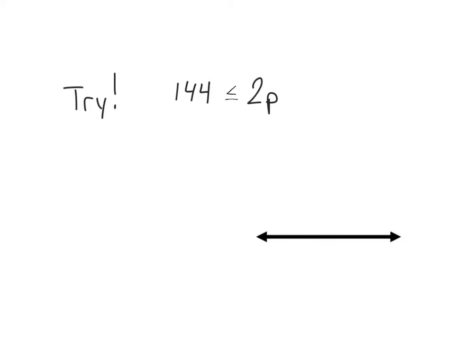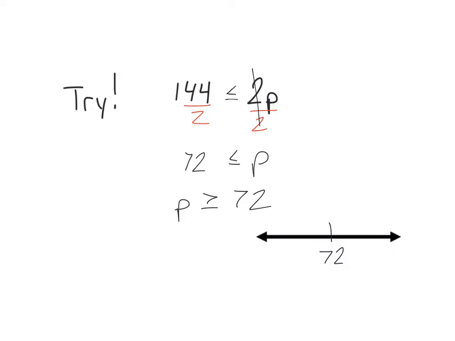Hopefully you realize that because 2 is being multiplied by p, we need to divide by 2 and divide by 2. Those cancel there. And 144 divided by 2 is 72, less than or equal to p. Again, we want to make sure the p goes on the left side, so 72 is going to have to go on the other side. The sign was pointing towards the 72, so make sure it's still pointing towards the 72. And there we go, 72.